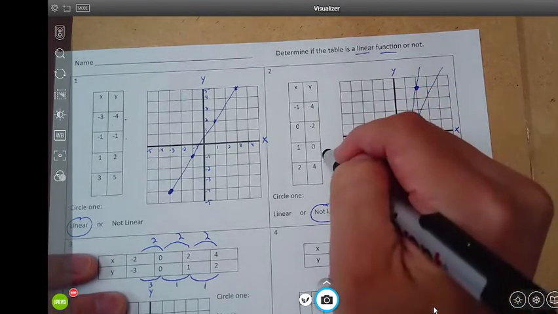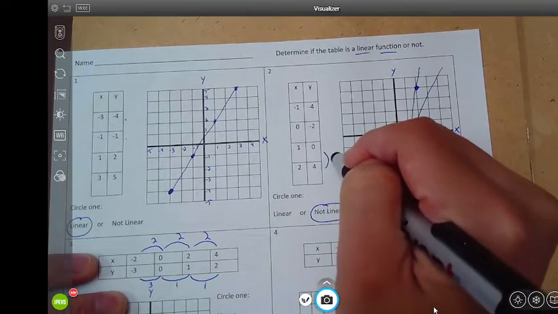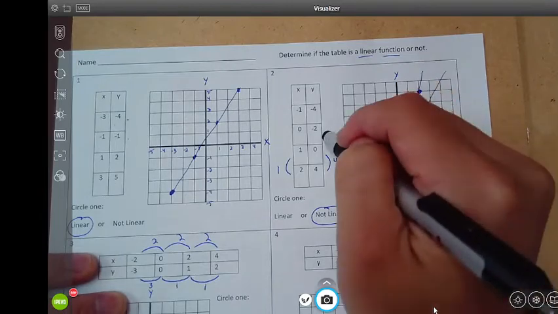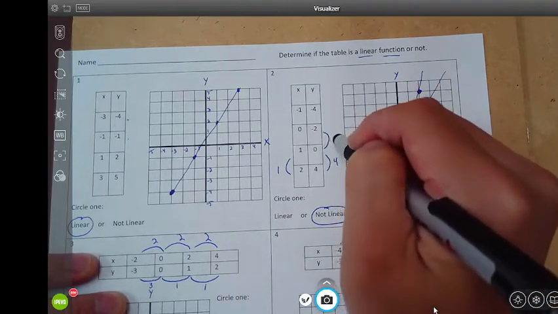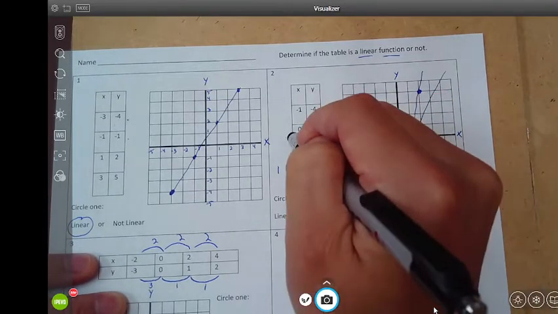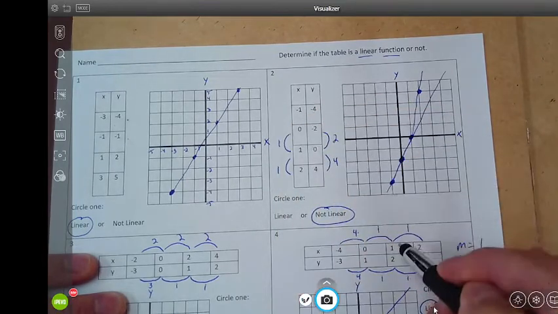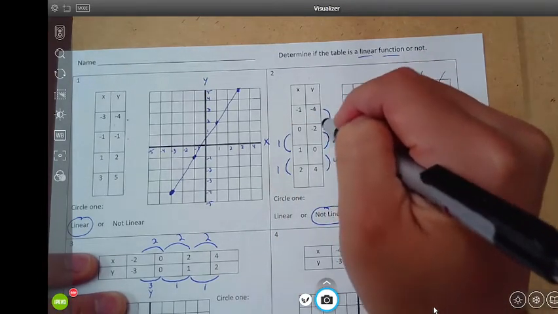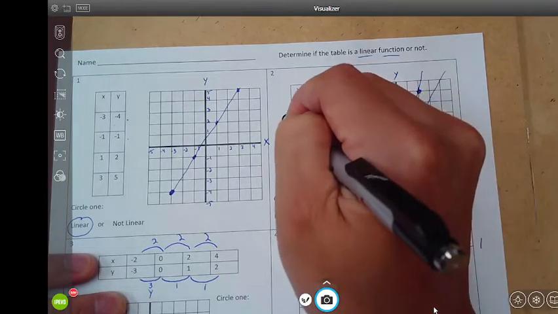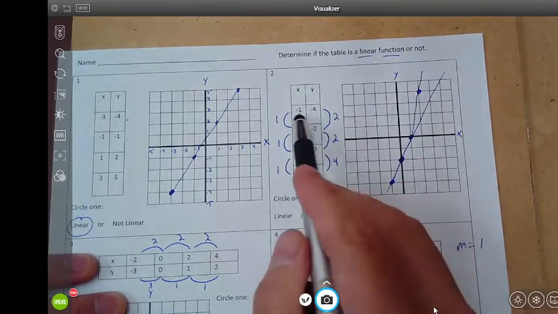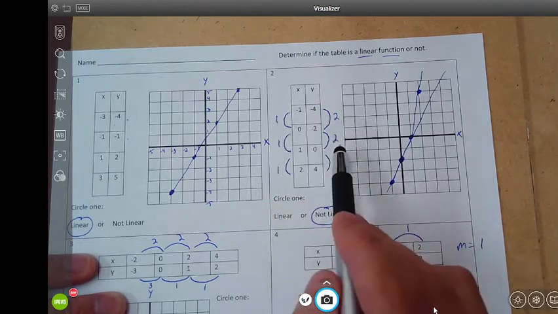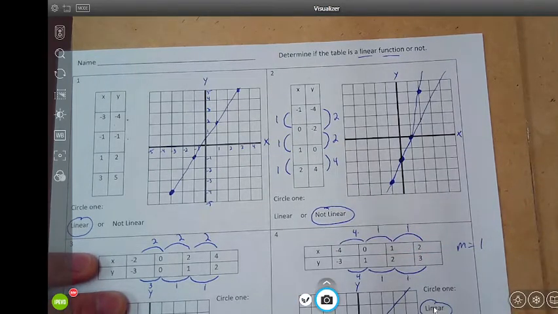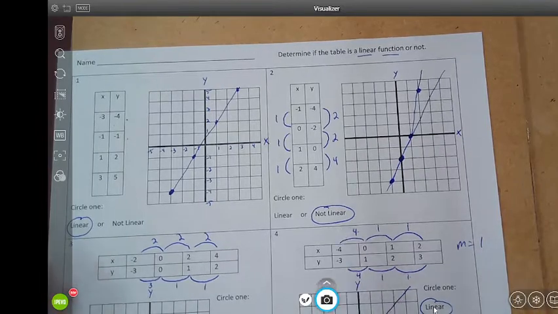The change in y here is 4. The change in x here is 1. The change in y from negative 2 to 0 is 2. The change in x is 1. The change in y here, negative 4 to negative 2, is 2. The change in x is 1. So you got 2 over 1, 2 over 1, so slopes of 2, and then all of a sudden you have a slope of 4 over 1. So that's why that one's not linear.